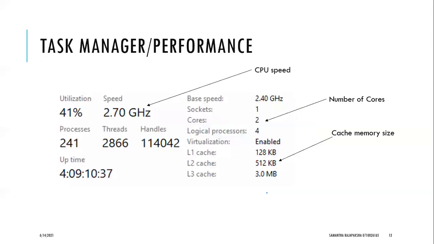And in your computer, if you go to the task manager, you can get these details. What is the speed of the machine and how many cores are there? What are the level 1, level 2, level 3 cache memories? You can get this information from your computer by running the task manager.